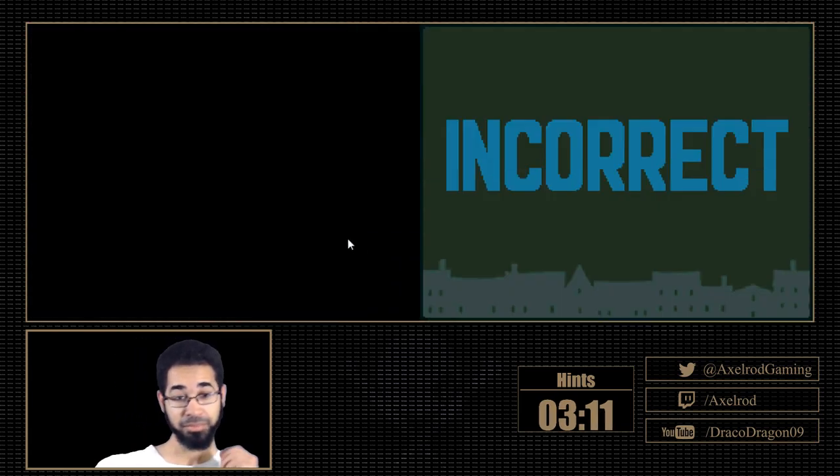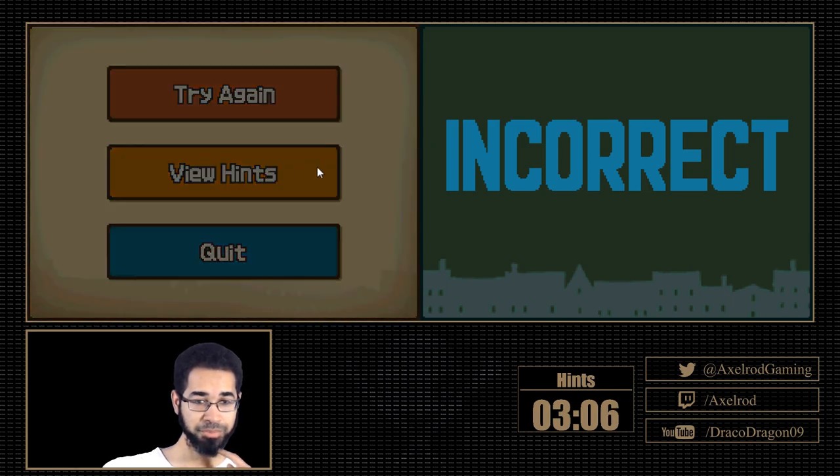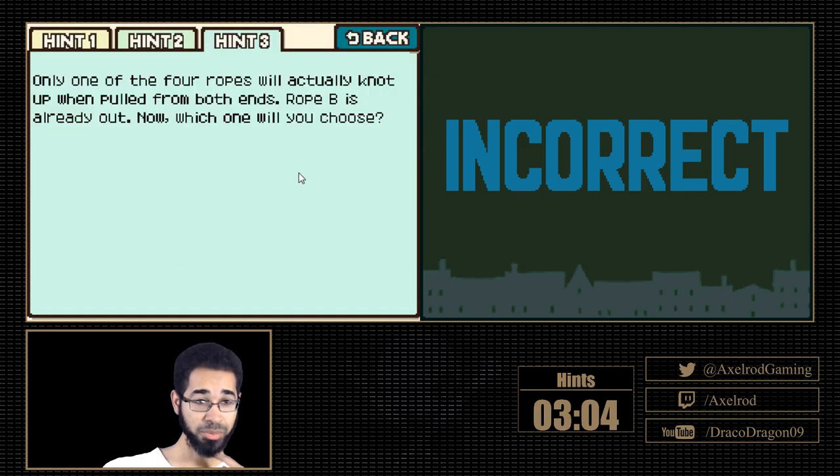Yep, okay. Figures as much. Try again, take a look at each rope. Go ahead and unlock the last one. Only one of the four ropes will actually knot when pulled from both ends. Rope B is already out, so which one will you choose?